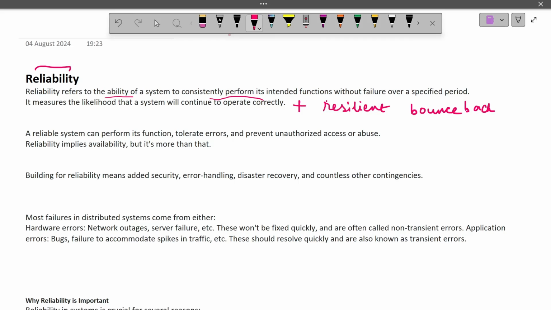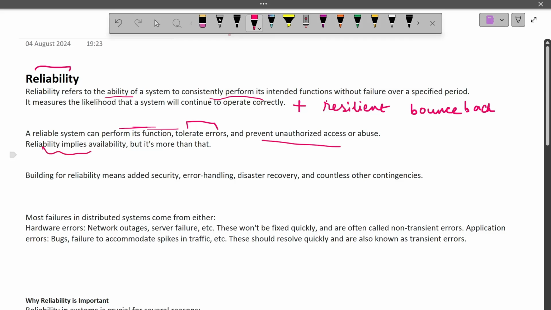Anybody can manually make a system available. But if there is a failure, how it handles the failure, how it responds to failures and brings the system back to normal, back to operational, is what the resiliency, or the reliability, of a system is about. It should be able to perform the function 100%, tolerate errors, and prevent unauthorized access. So reliability implies availability. If a system is reliable, it should be available. But it is not just that.